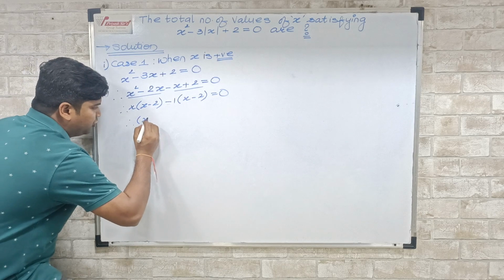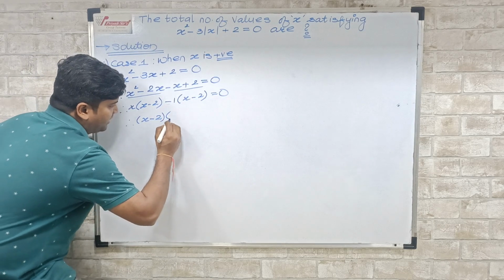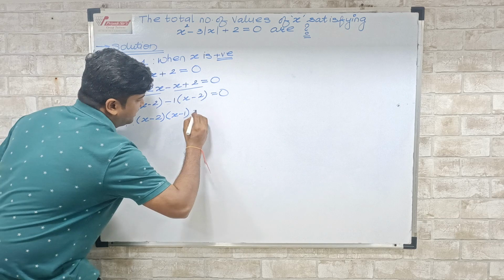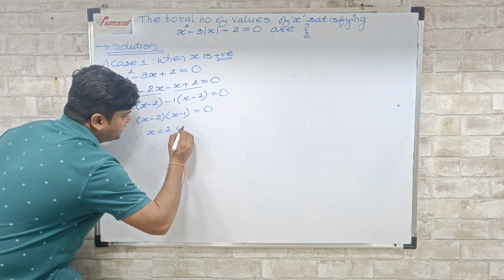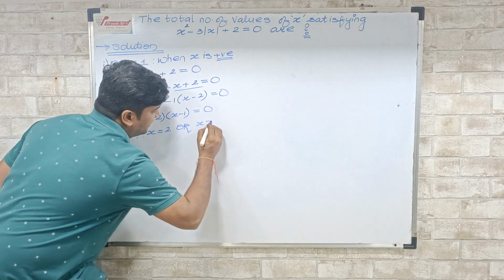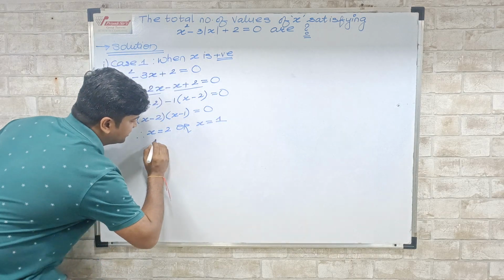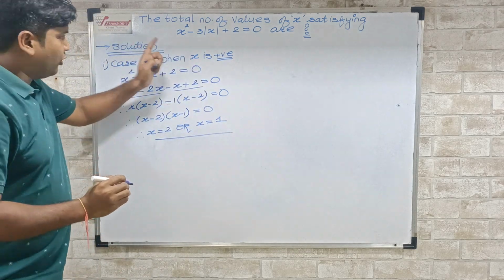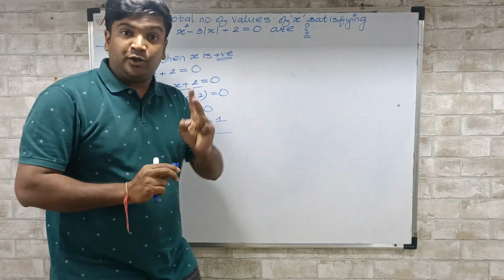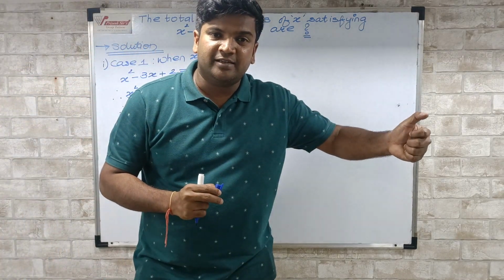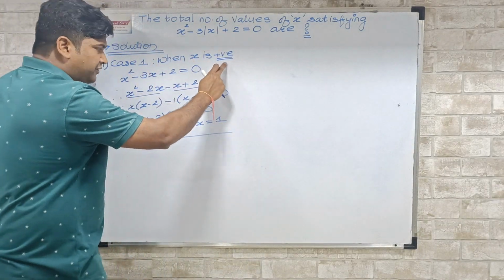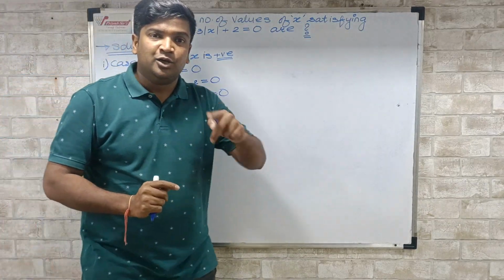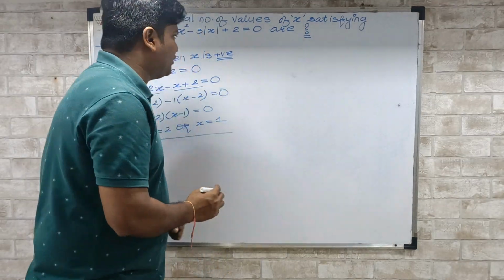So now you have two brackets, so either x minus 2 or x minus 1 will be equal to 0. So either x is 2 or what? x is 1. So when you take positive value of x, you get two values of x, and it's common sense. When you take x is negative, there also you will be getting two values of x. Let's find out that as well.